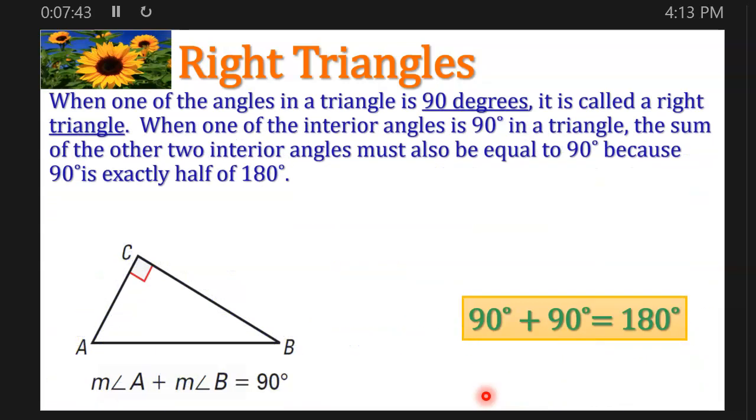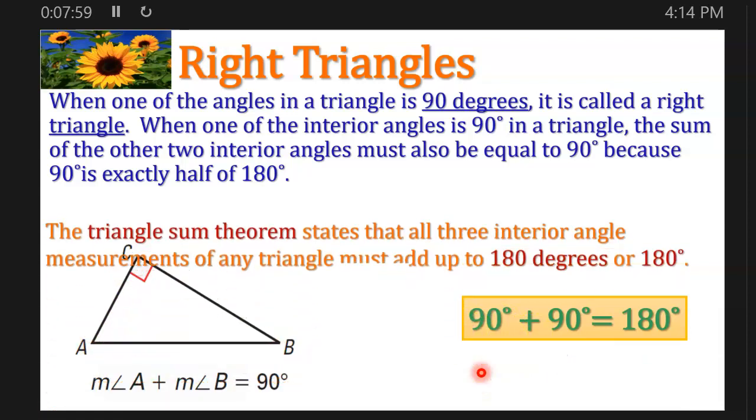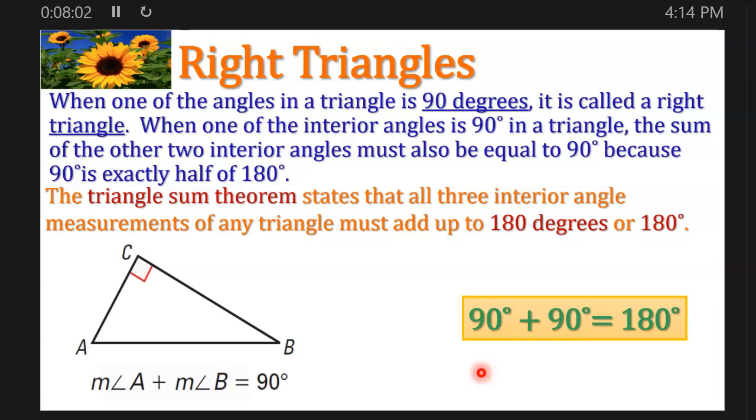Right triangles are triangles that have a 90-degree angle inside. And when we use right triangles, we know that the other 2 angles that aren't 90 degrees have to add up to make 90 degrees, because 90 plus 90 is that 180 inside the triangle relationship.